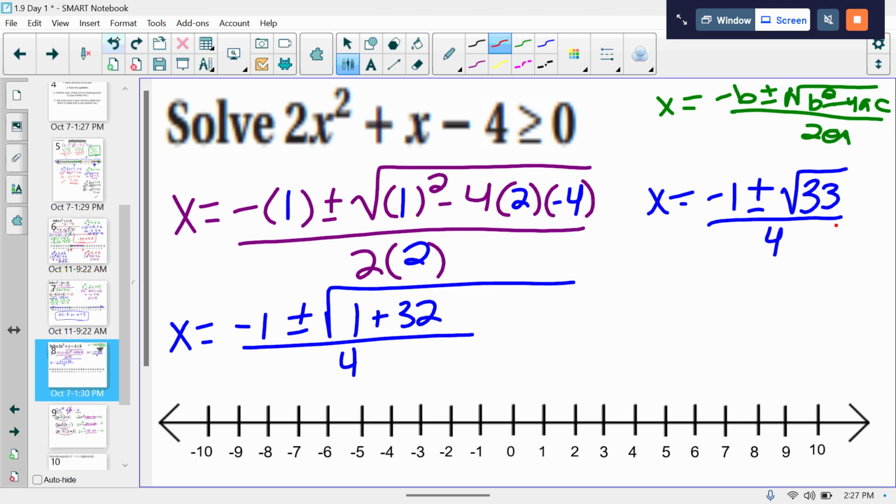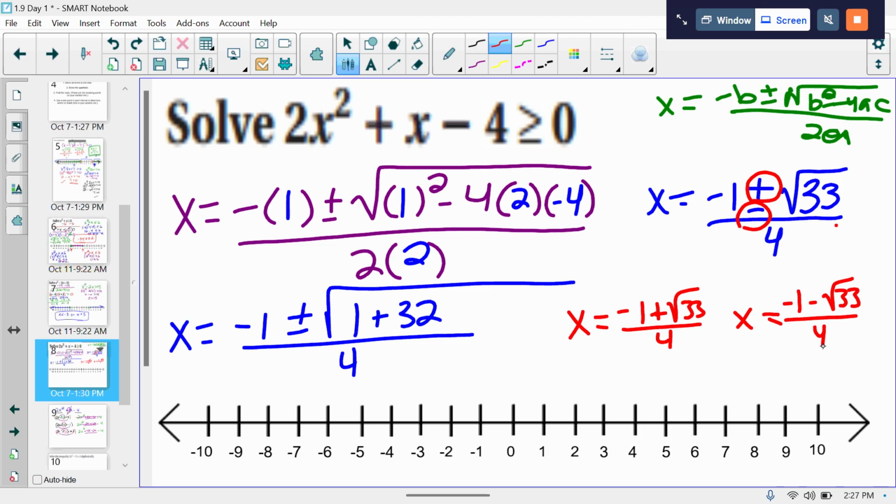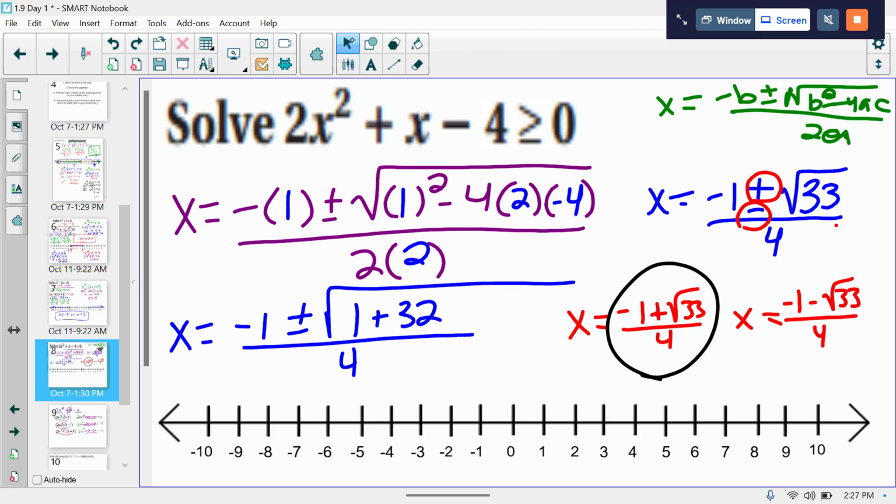So the square root of 33, normally we check if it can be simplified, but it can't. So let's talk about our two solutions. One of them would be negative 1 plus radical 33 over 4. And the other one would be negative 1 minus radical 33 over 4. Yesterday, we kind of left it like that, right? But because we have to graph these things on the number line, you're going to want to look at what they look like as decimals. I'm going to talk about how to punch this in your calculator, okay?